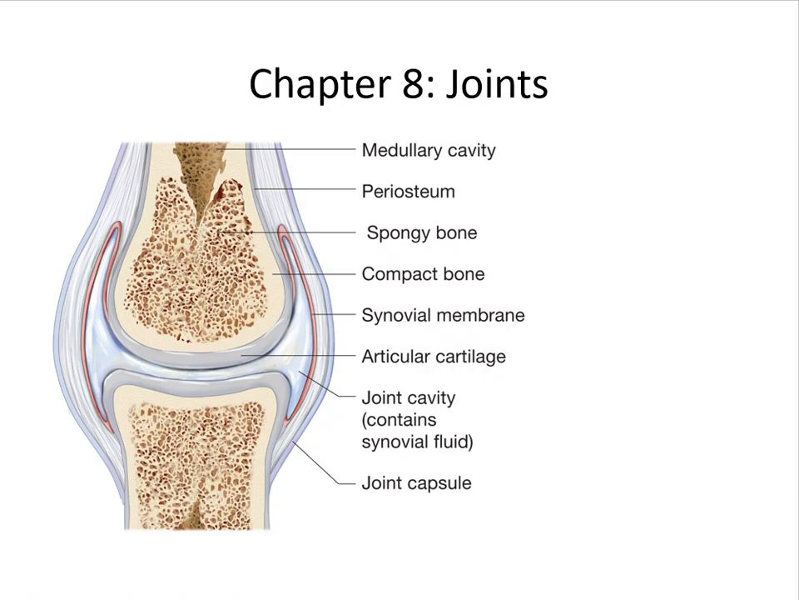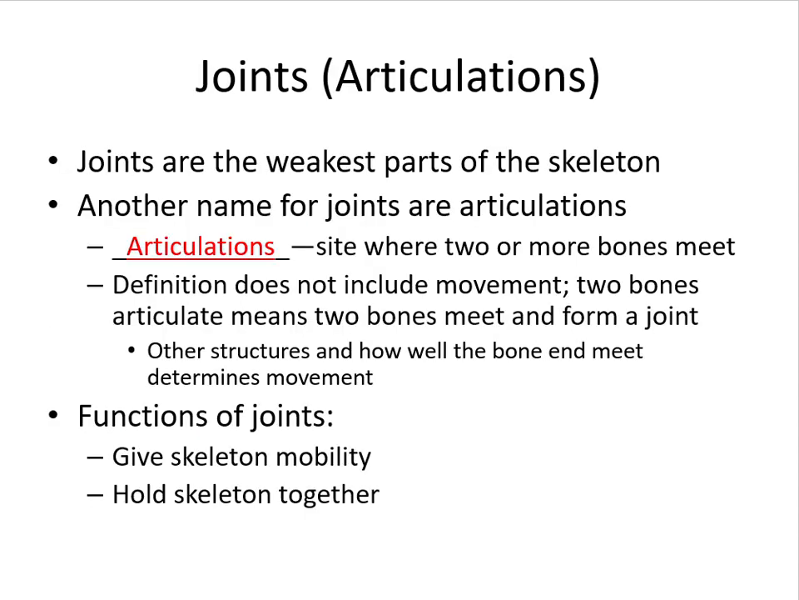Next, we're going to take a look at joints. So joints are actually also known as articulations. Articulations are the site where two or more bones meet, and joints or articulations are the weakest part of the skeleton. Functions of joints are to give the skeleton mobility, but also to hold the skeleton together.